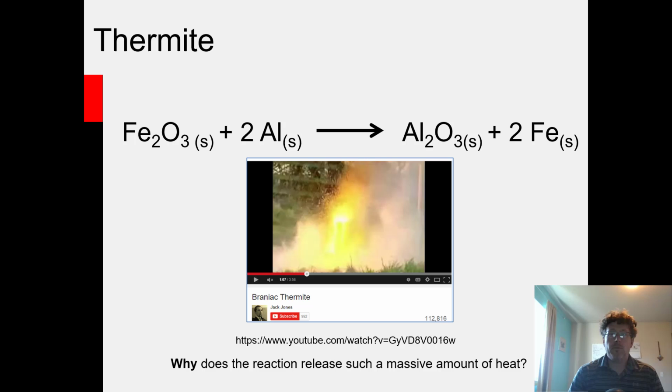So the example that I want to put in your mind in terms of how a chemical reaction releases energy is a very dramatic example, which is known as the Thermite reaction. On paper, the Thermite reaction is a very kind of boring looking written chemical reaction, which says that 1 mole of iron(III) oxide in the solid state reacts with 2 moles of metallic aluminum in the solid state to give us 1 mole of aluminum oxide in the solid state and 2 moles of iron in the solid state.